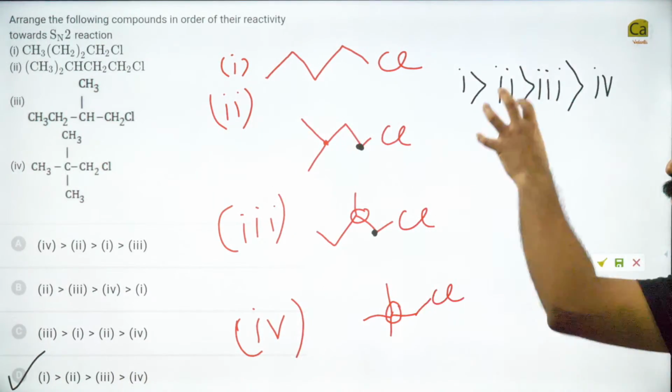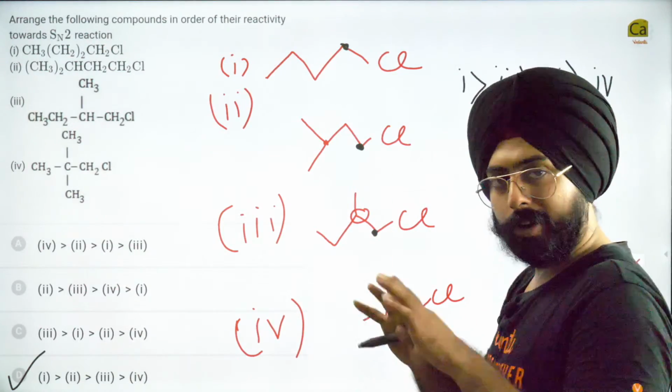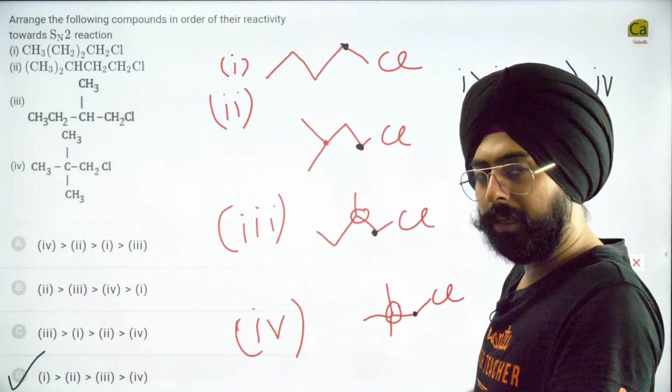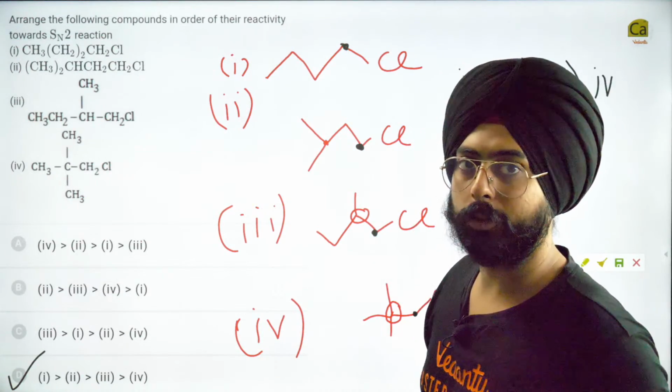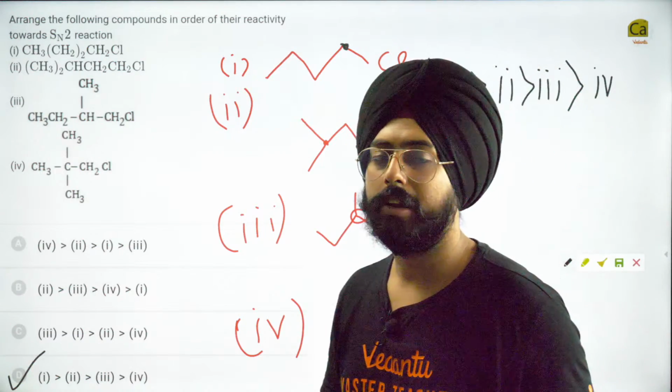So the more crowding around the reacting carbon, the lesser is the rate for SN2 reaction. More steric hindrance, lesser is the rate for SN2 reaction. Steric hindrance is just a fancy name for crowding.